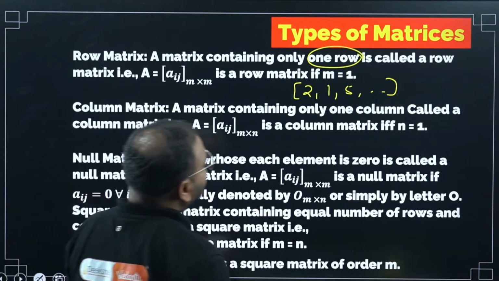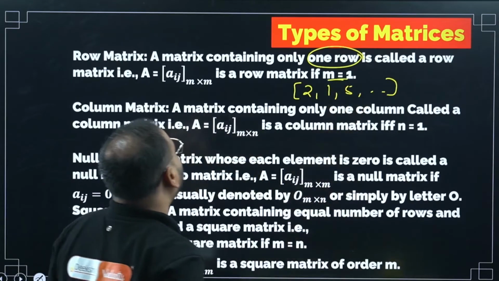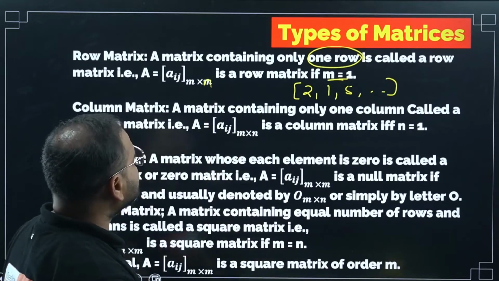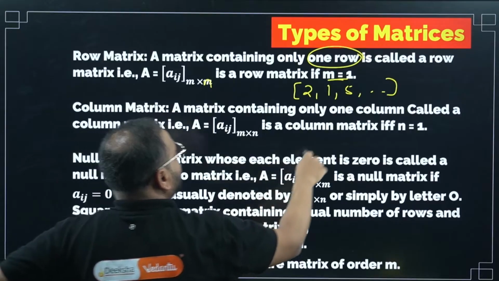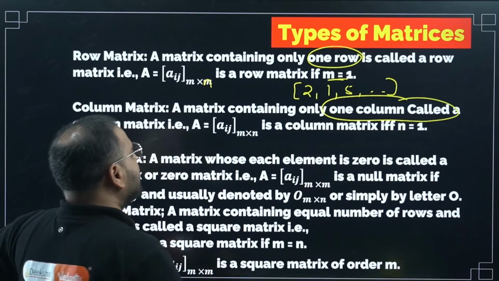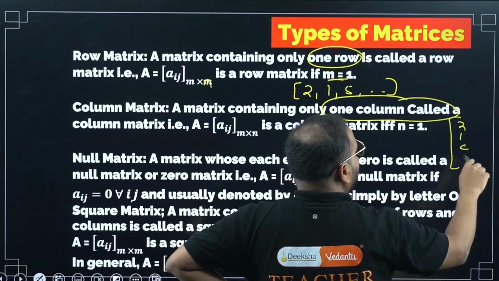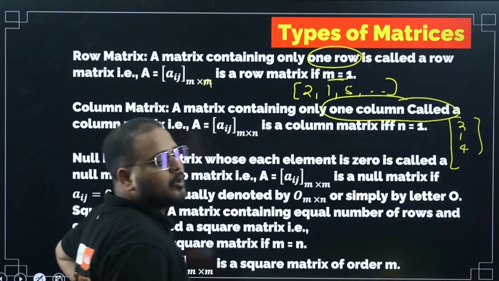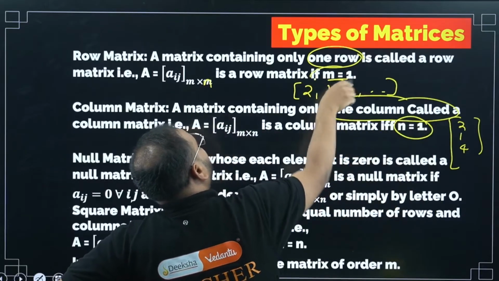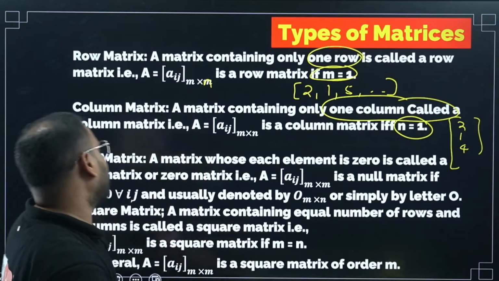Column matrix: you can see here, M is 1, this is just N. For a column matrix, whenever a matrix A has only one column, how will it look like, sir? A vertical line: 2, 1, 4, and so on, but only one column. So here the number of columns is 1, and there the number of rows was 1, because one is a row matrix and one is a column matrix.